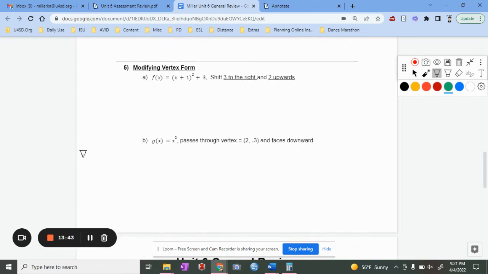We can also modify a vertex form equation. For example, this one here, my vertex form always takes that structure y equals a number, positive or negative, times (x minus h) squared plus k. Remember, if a is positive, we're going to open up, and if a is negative, we're going to open down. Okay, so again, a greater than 0, our parabola will look like this. a less than 0, our parabola will look like this.